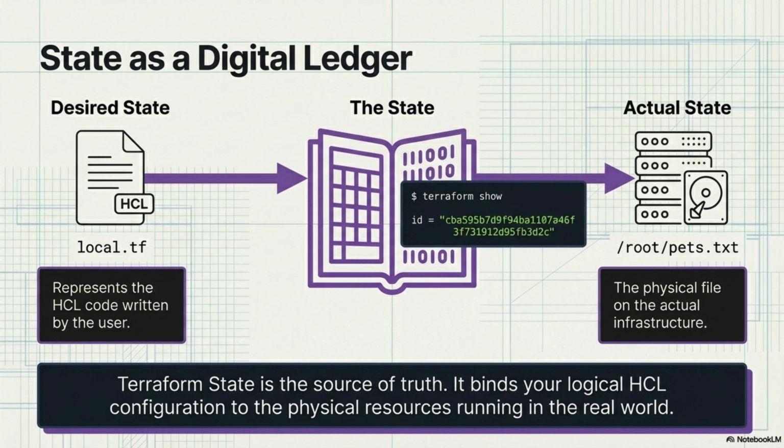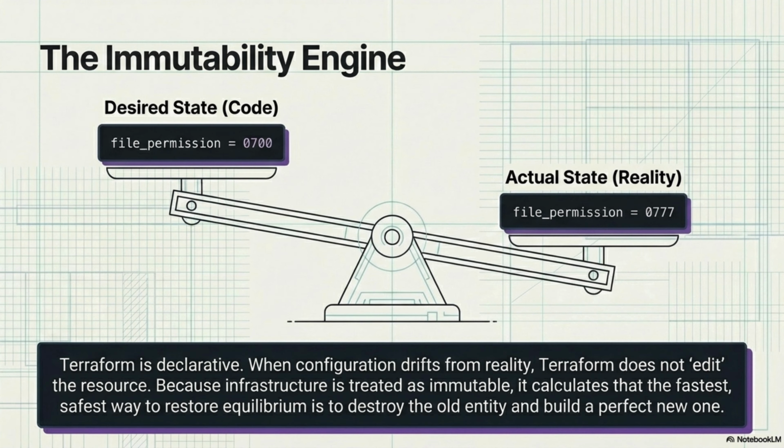State as a digital ledger. Now here's the concept that separates beginners from pros: Terraform state. As shown in this diagram, it connects your code with real infrastructure. It stores resource IDs, mappings, and metadata. This is how Terraform knows what exists and what needs to change. Without state, Terraform is just guessing.